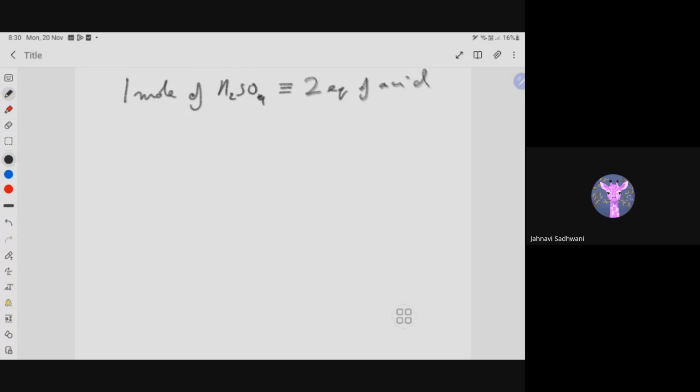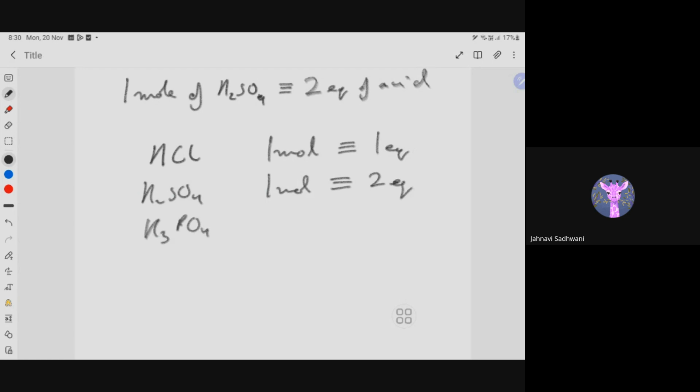So, if I say HCl, then one mole is as good as one equivalence. If I say H2SO4, one mole is how many? Two equivalence. H3PO4, guys, one mole. It can consume three monoacidic bases, right? Because it has got three pluses, right? Is that clear? Yes, sir.